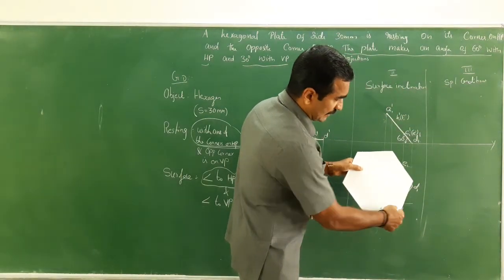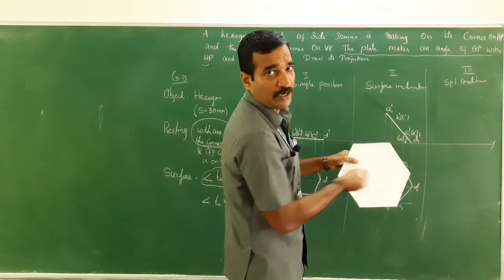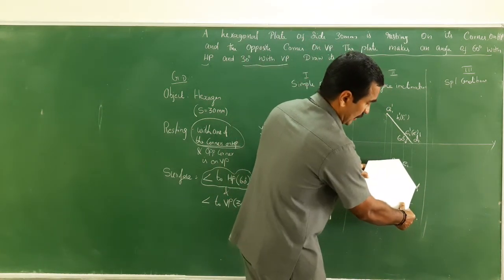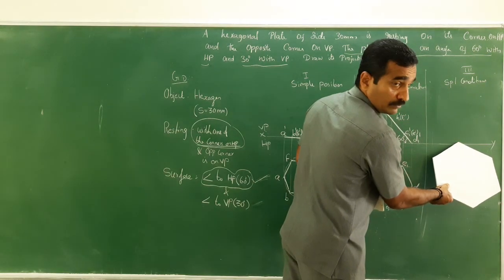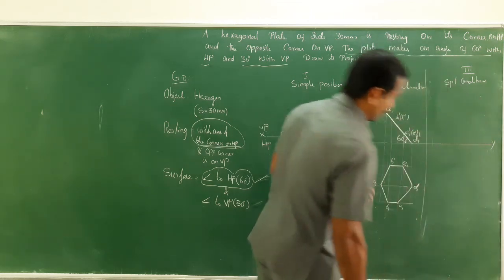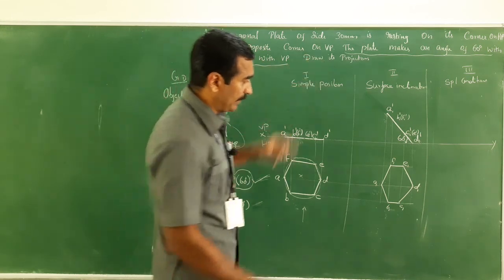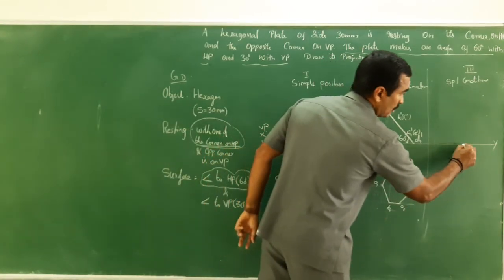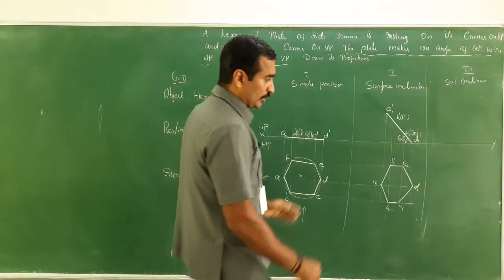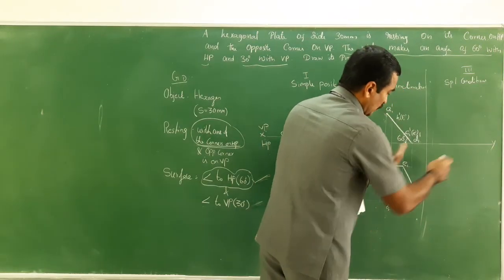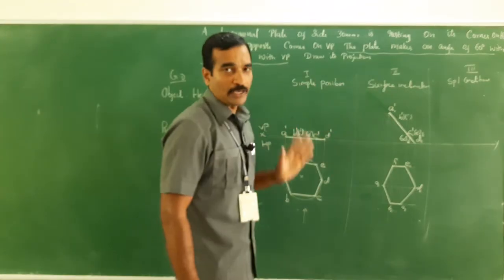Right? Now this is A, B, C, D, E, F. The opposite corner should be on VP. So the opposite corner is A. It should be kept in this manner. Right? So now just observe carefully. This opposite corner on VP, the opposite corner A, should come on the XY line.